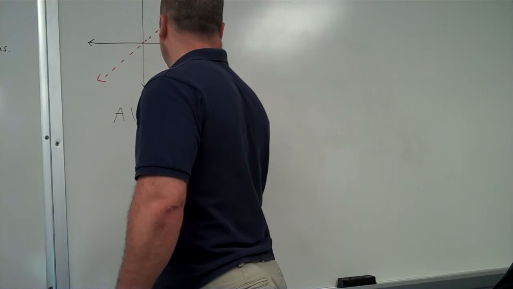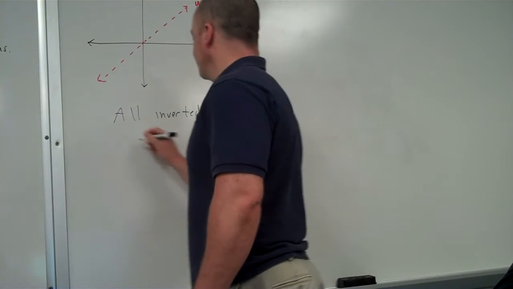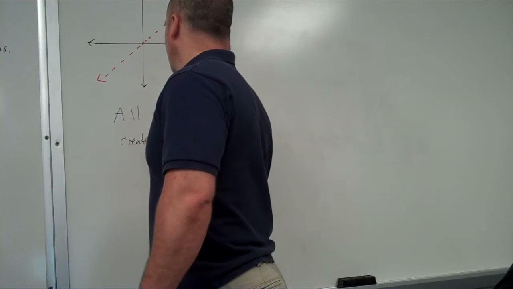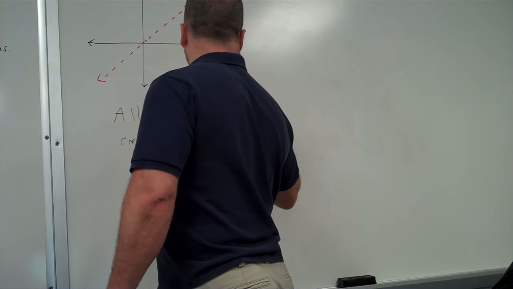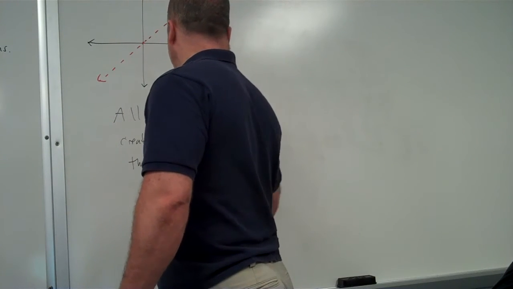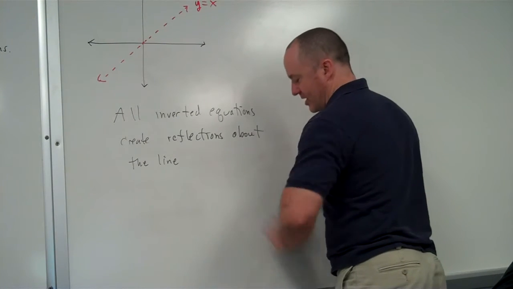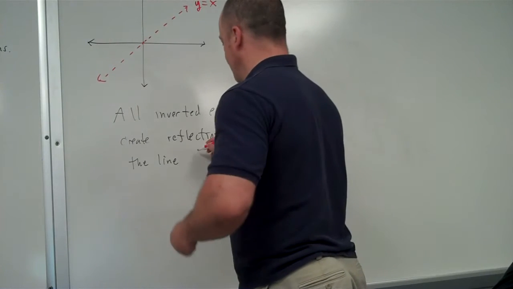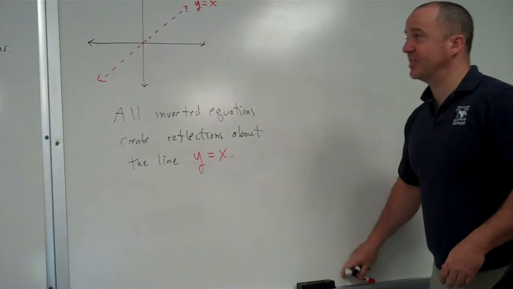All inverted equations create reflections about the line. Gotta do this in red since I drew it in my red. We know. About the line y equals x.